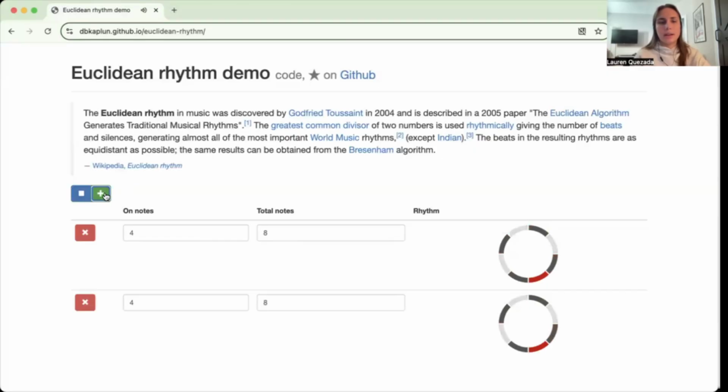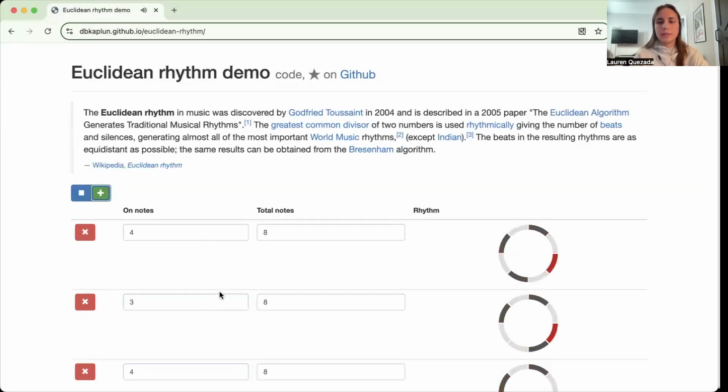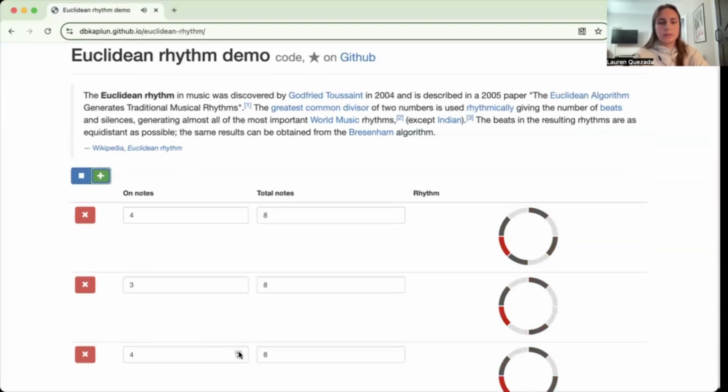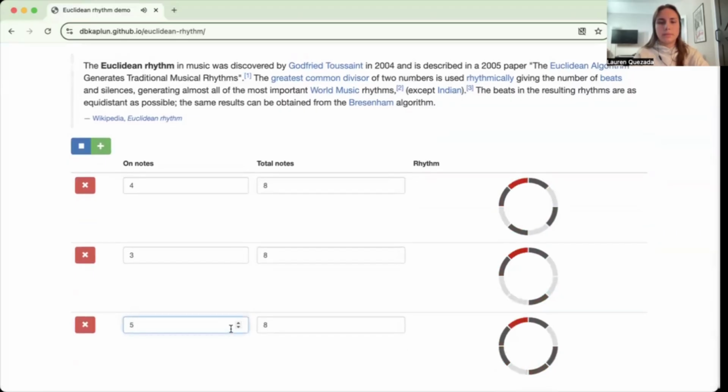and then add another, and then I'll add a third, and then I'll add one more.